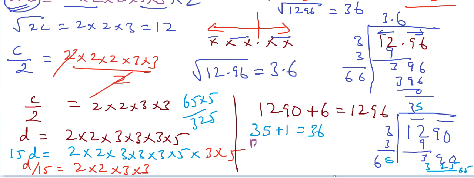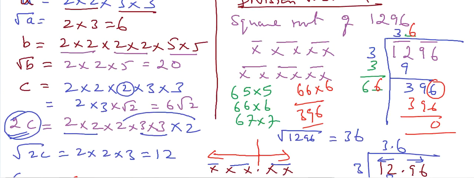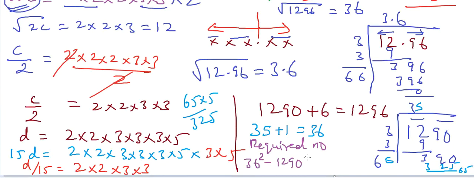So the required number to be added to 1290 to make it a square number is 36 square minus 1290. So what is 36 square? 36 square is 1296. So 1296 minus 1290 is 6. Correct. So this is the answer. So 6 is the smallest number to be added to make 1296 a square number. Okay.